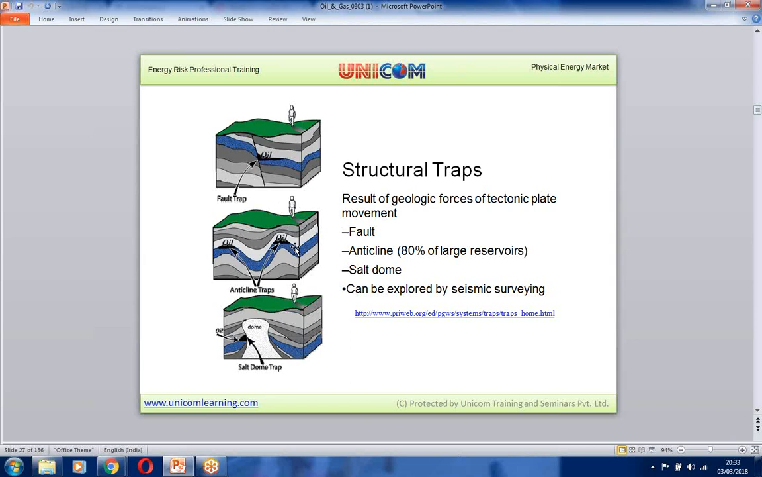So as a result of geological forces and tectonic plate movement, these faults occur. And this gives rise to anticlines and salt domes. Wherever an anticline or a salt dome is found, they are mostly looked after by the geologists, because they are possible areas where oil and gas resources can be found. And they try to see through seismic surveying, 3D analysis, and 3D seismology, and other tools to locate where the oil and gas resources are.